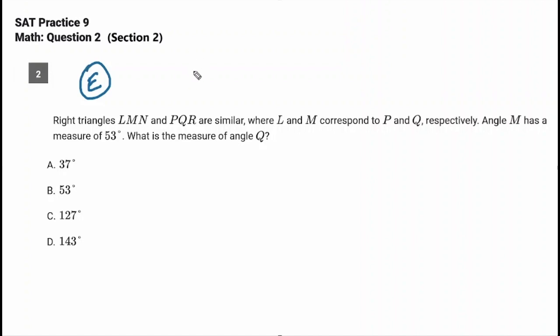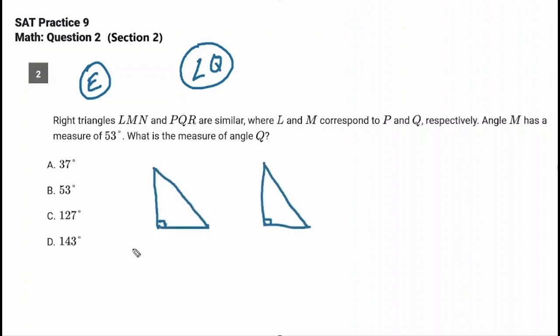So we're looking for angle Q. Write it down and circle it. Where are these figures? They're not here, so you got to draw them. Anybody can draw two right triangles. The triangles are similar. What's that mean? Same shape. Okay, these are basically the same shape.